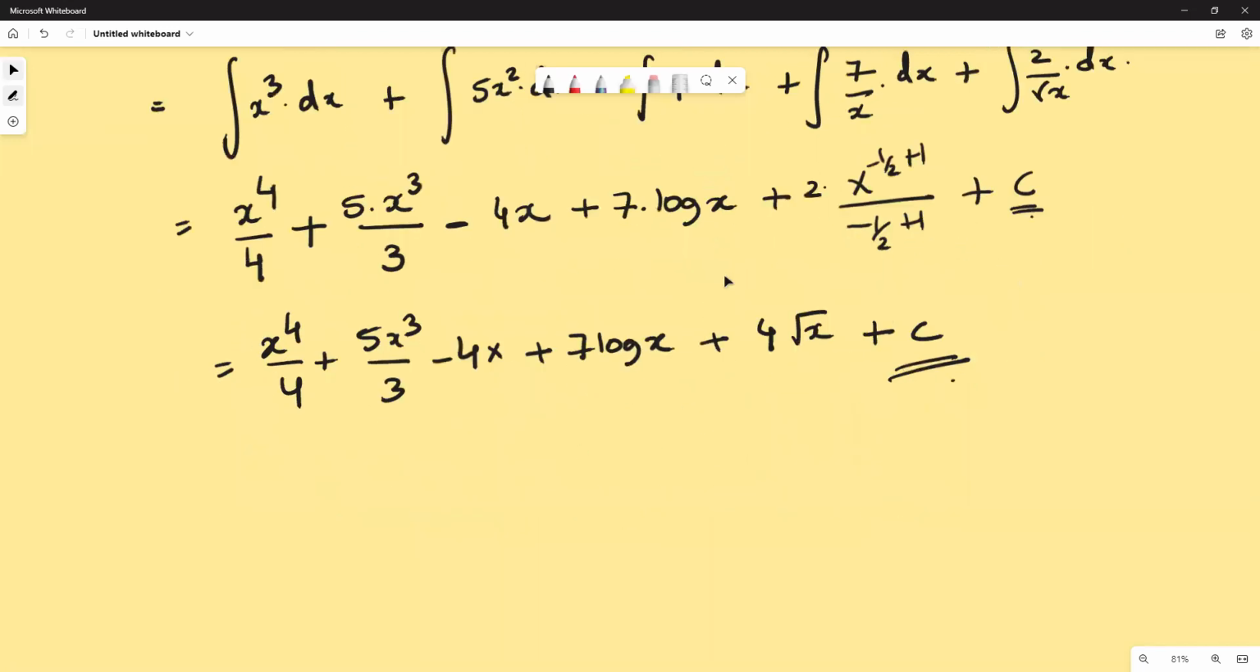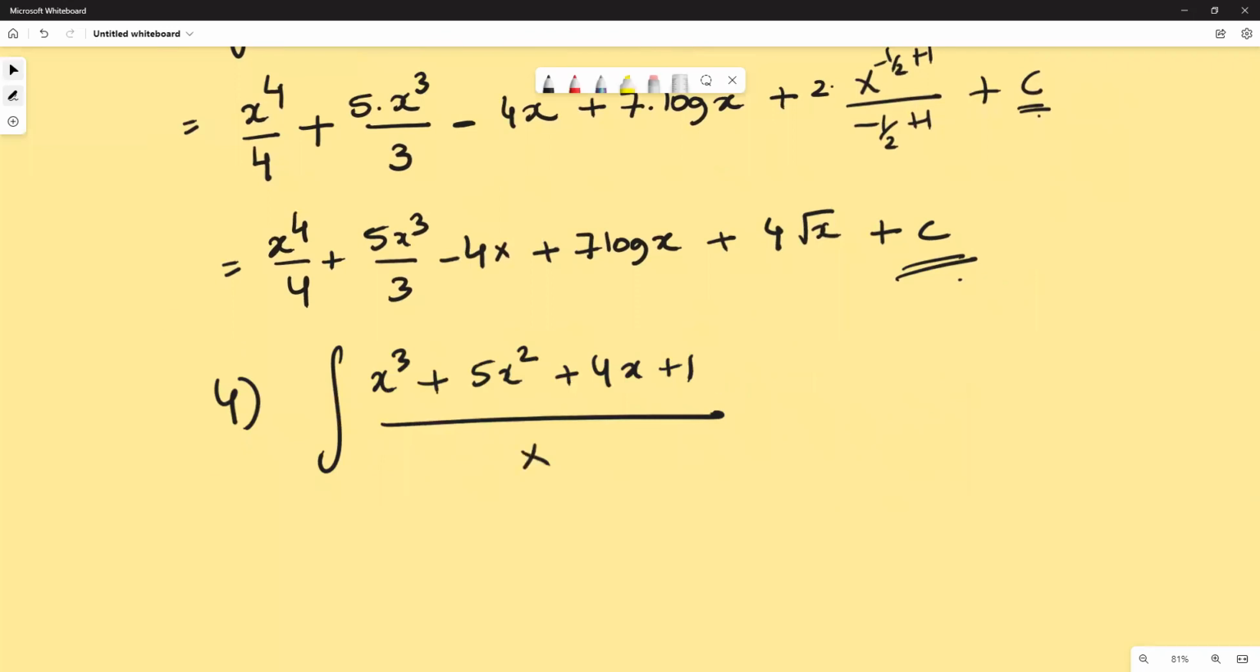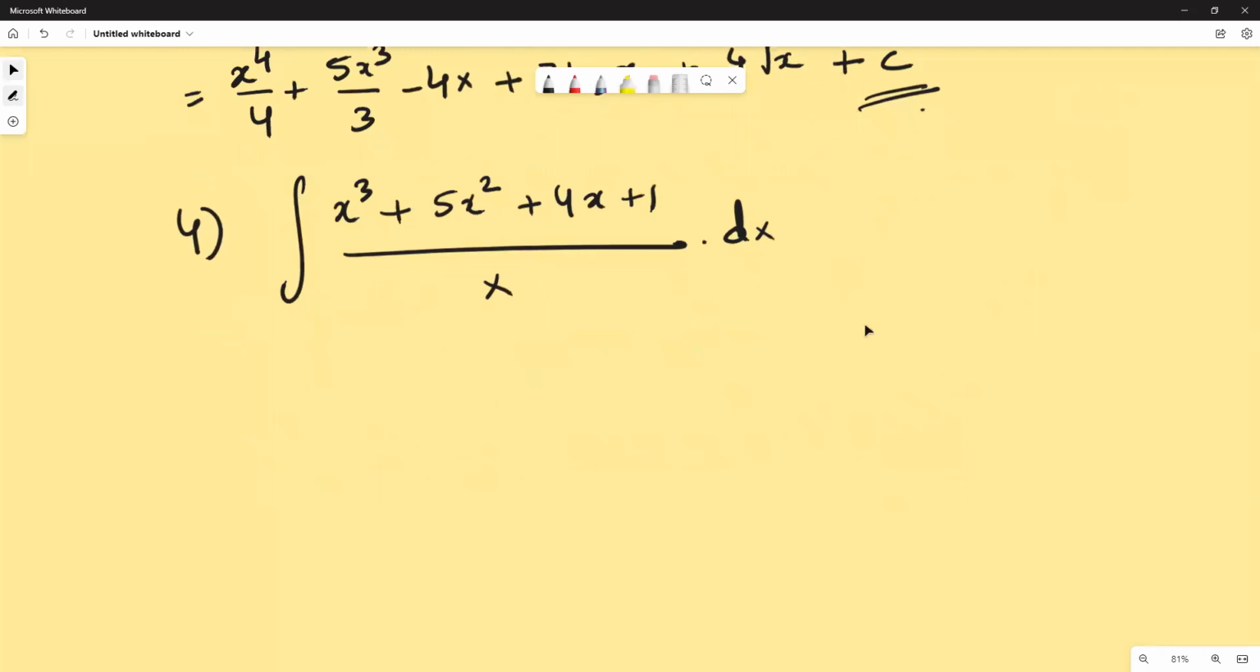But then if you have a problem like this, integral of x cubed plus 5x squared plus 4x plus 1 divided by x dx. How do I solve it? Well, I would give you a minute to think about it before I really write the solution.